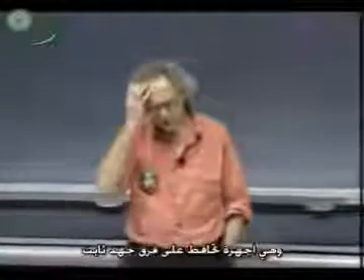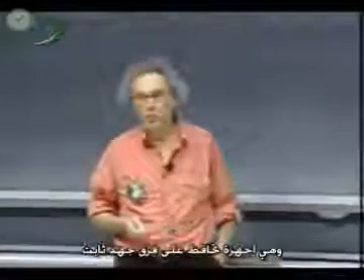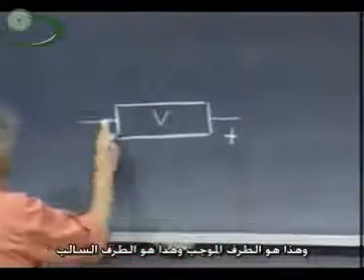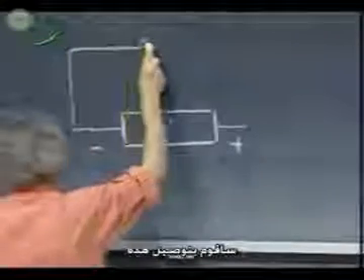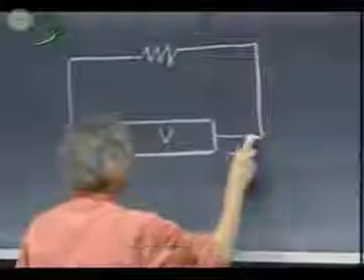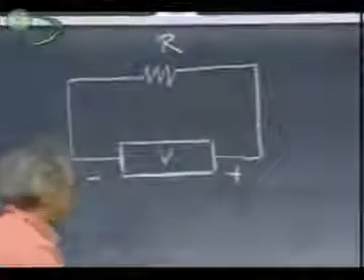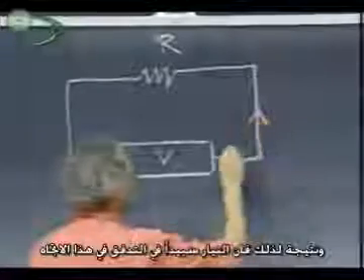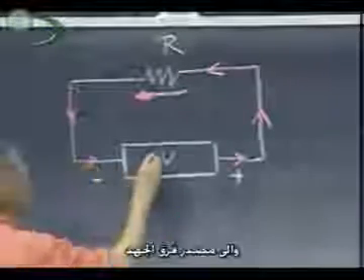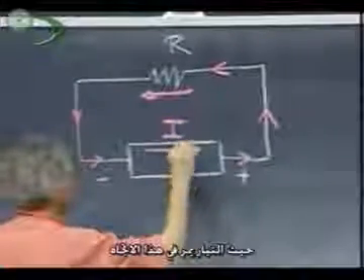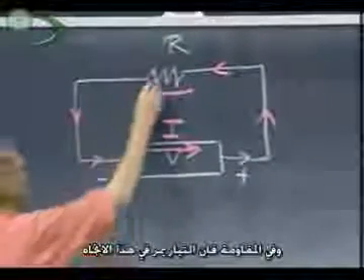Power supplies are devices which maintain a constant potential difference. Here we have such a power supply, potential difference V, this be the plus side, and this be the minus side. I'm going to connect this. I have a resistor here, R, and as a result a current will start to flow in this direction. So in the power supply, the current flows in this direction. Through the resistance, the current flows in this direction.